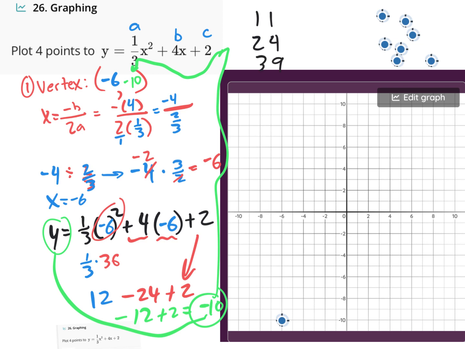Why? Because the a value is not 1, it's actually 1/3. So you're going to have to multiply the outputs of the pattern by 1/3. Multiply by 1/3. So your new modified pattern is no longer 1 over 1 up. It's 1 over and 1/3 of the way up.